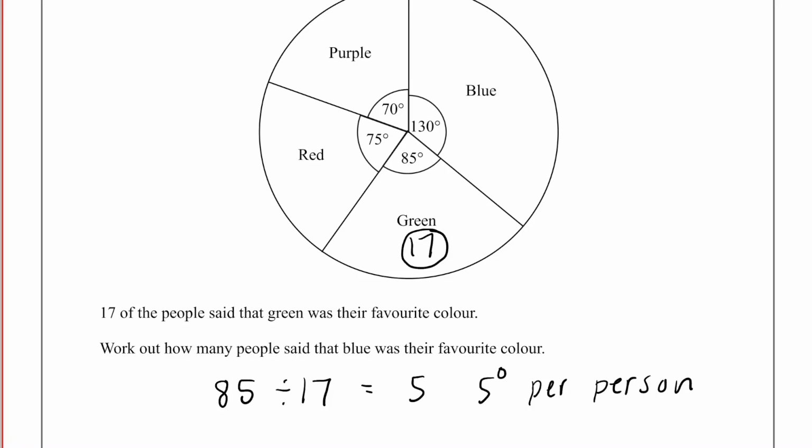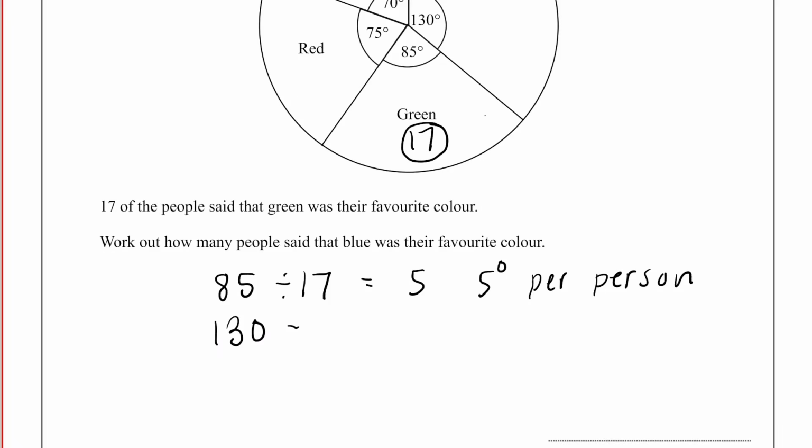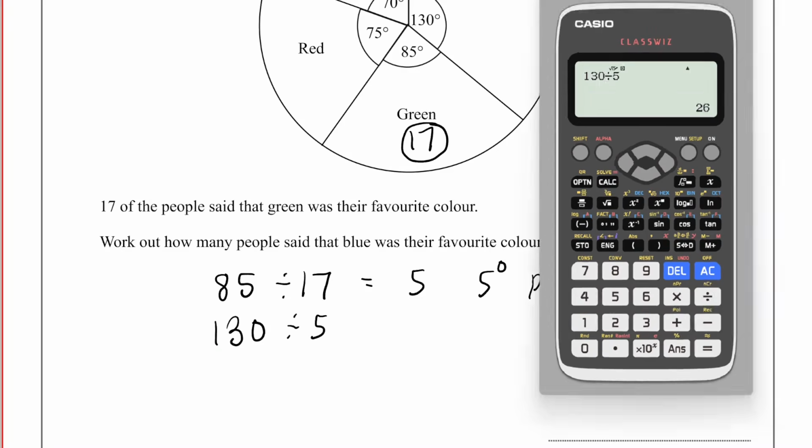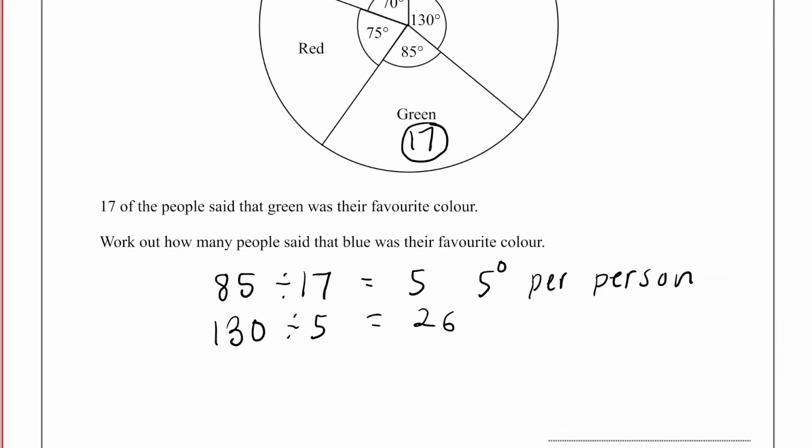How many said blue? So how many 5 degrees have we got? 130 divided by 5 is 26. So it's 26 people.